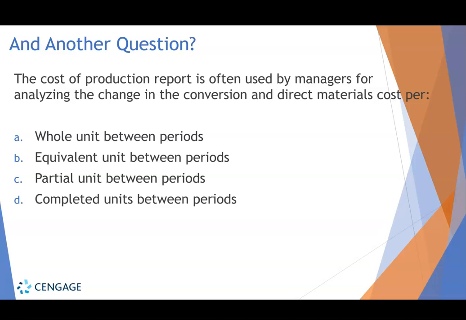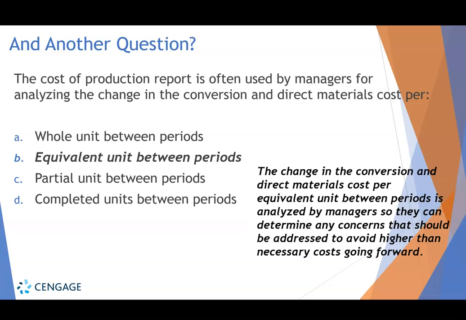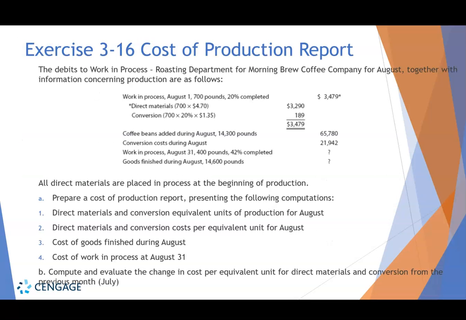So the cost of production report is often used by managers for analyzing the change in the conversion and direct materials costs per equivalent unit. The change in the conversion and direct material cost always are related per equivalent unit.